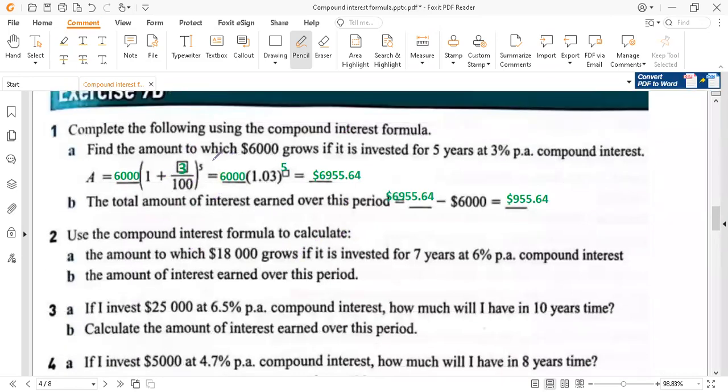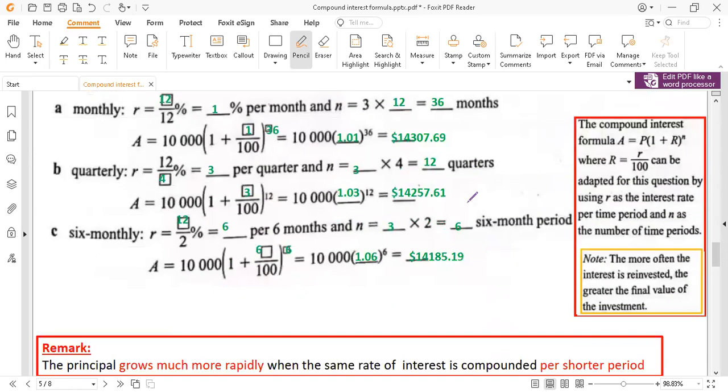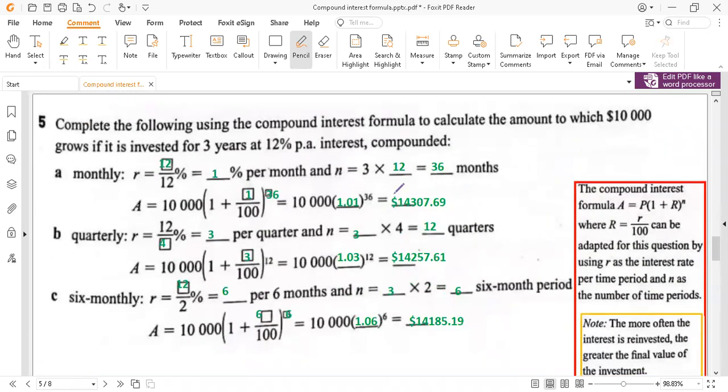We should be very careful when reading the given information, and match the information to the convenient letter in the formula. So 6,000 refers to the principal, 5 years to the small n, 3% per annum to the small r, big R equals 3 over 100, and so on. It is easy to calculate. But sometimes they give us different or confusing information.